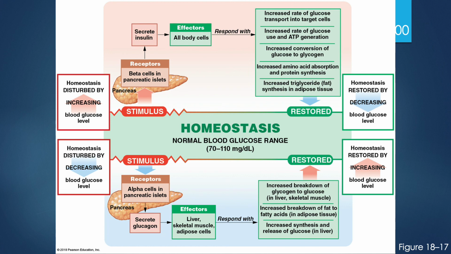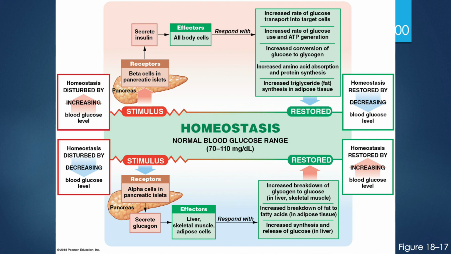But now, if we have the opposite thing happen, starting on the left again at the bottom, if our homeostasis is disturbed because our blood glucose level is too low, then we need to get that blood glucose level back up to give us the energy that we need. So the stimulus here affects the receptors, which are the alpha cells in the pancreatic islets, and the alpha cells then secrete their product, which is glucagon. Glucagon will affect our liver, our skeletal muscles, as well as our adipose tissue.